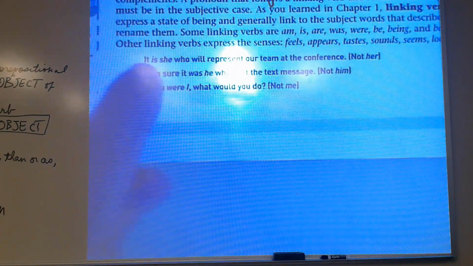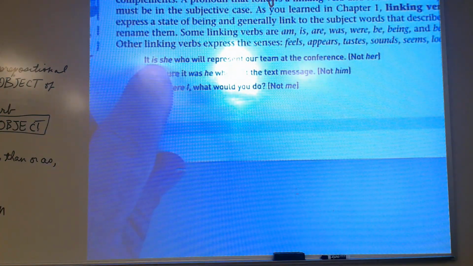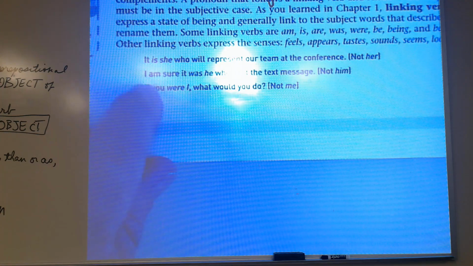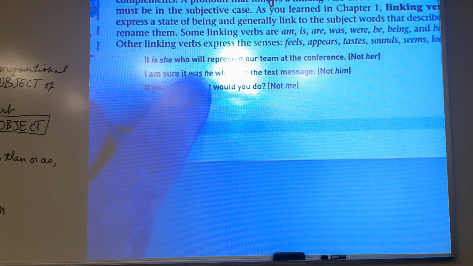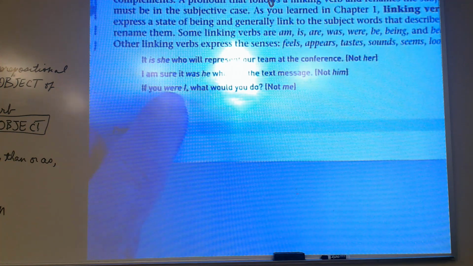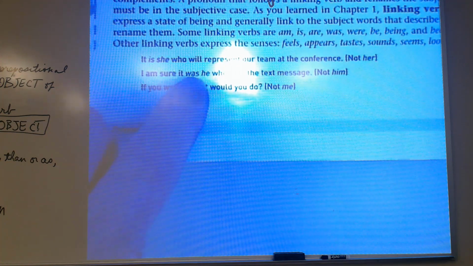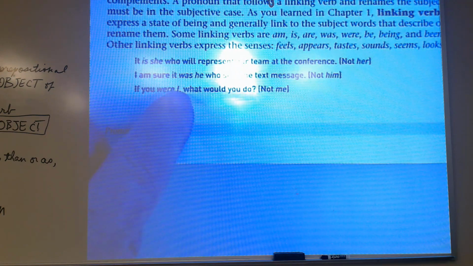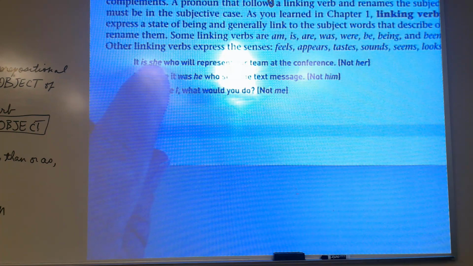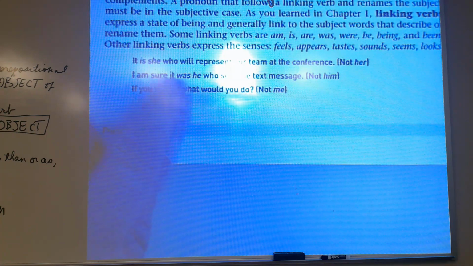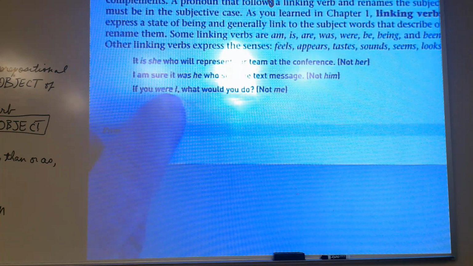Subject complements. Anytime you have a linking verb, is, am, was, and were, the noun or pronoun that follows would be the subject complement. So use a subjective case pronoun: I, we, you, he, she, it, they. It is she. I'm sure it was he. If you were I.